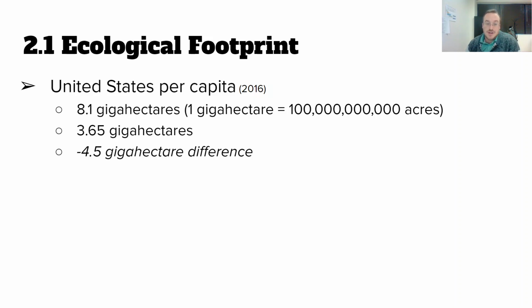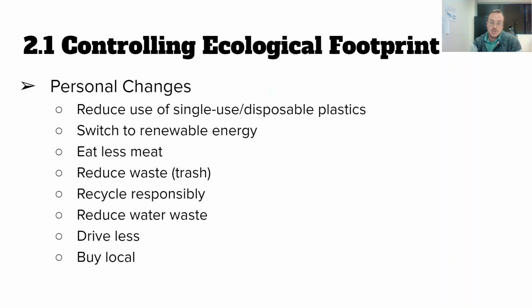The biocapacity for the U.S., however, is only 3.65 gigahectares of land. So the difference there is 4.5 gigahectares. So it's over 100% difference, right? 3.65 doubled is 7.3, so not quite 8.1 still. So over 100% difference. So the United States is using much more resources than it's making or producing. This is a bad thing, right? And we'll continue talking about why that's a bad thing or how it could be changed.